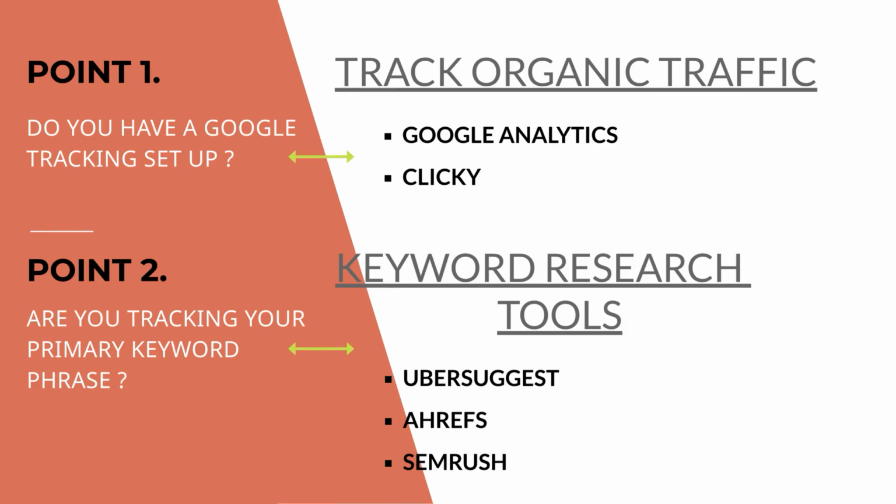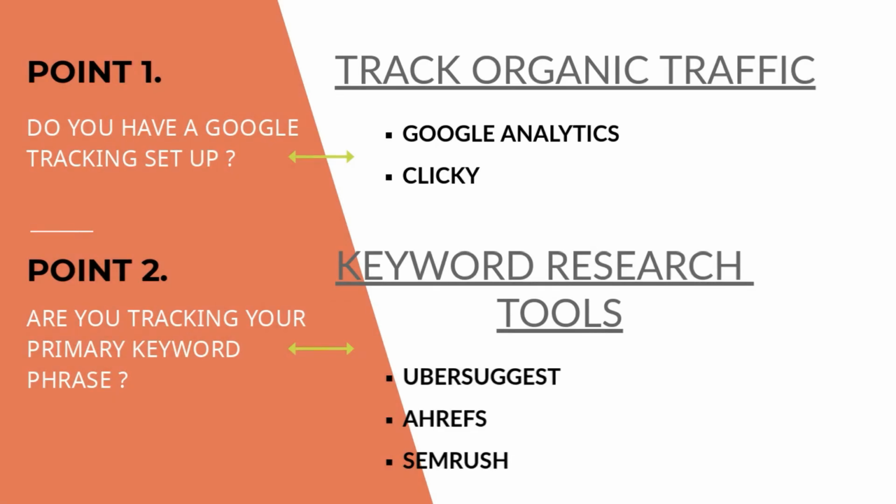Number 2. Are you tracking your primary keyword phrase? You should be tracking your primary keywords to make sure that you are on the right track. You can use some popular keyword research tools like Ubersuggest, Ahrefs, SEMrush.